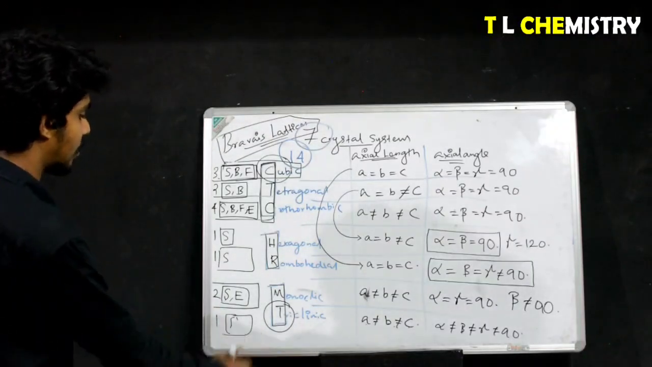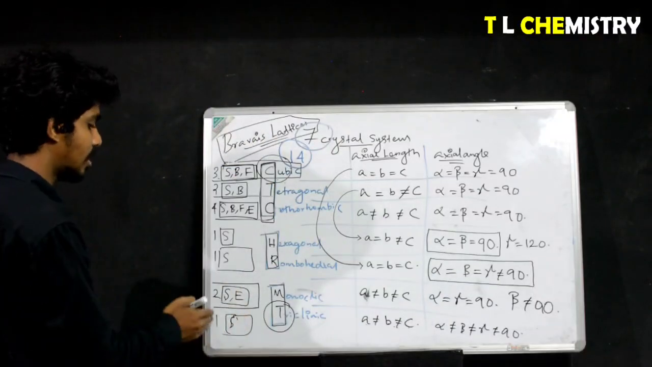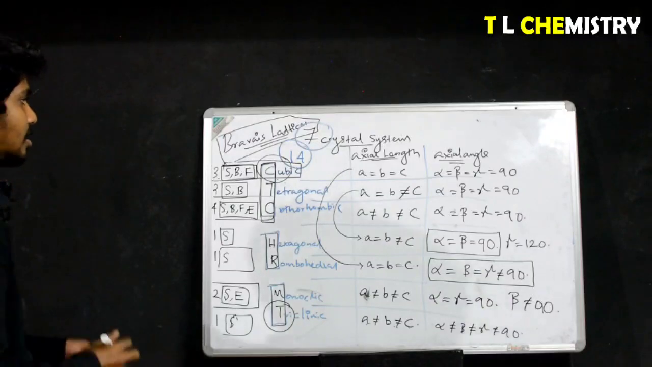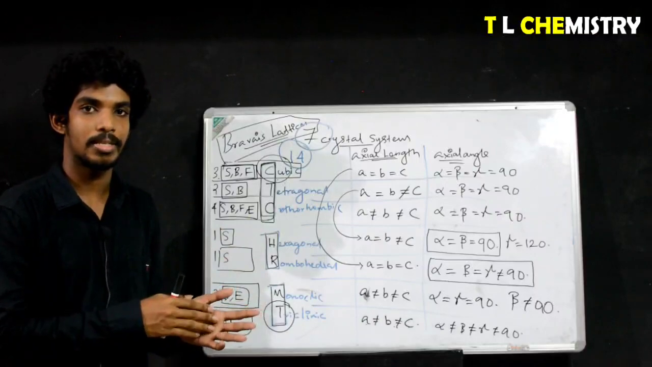And the final one is the triclinic system. The triclinic system contains only 1 Bravais lattice, that is the simple cubic Bravais lattice. This is the conceptual idea of the 7 crystal systems.